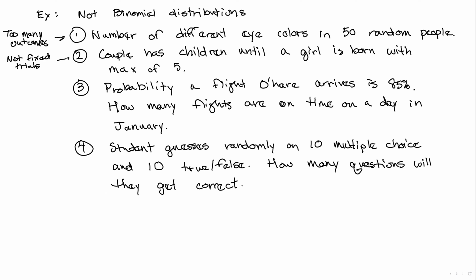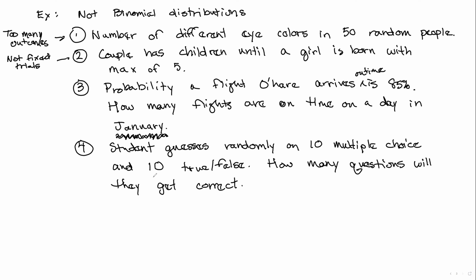How about this one? This one got me when I read it. I was like, oh, what's the problem with this one? Well, you have to read it carefully to see what the problem is. The probability that a flight to O'Hare arrives on time is 85% over the course of a year. How many flights are on time on a day in January? Ooh, that's what I missed when I first read it.